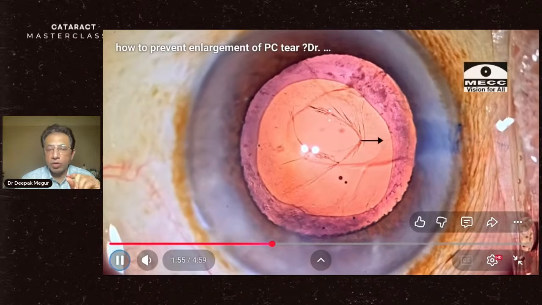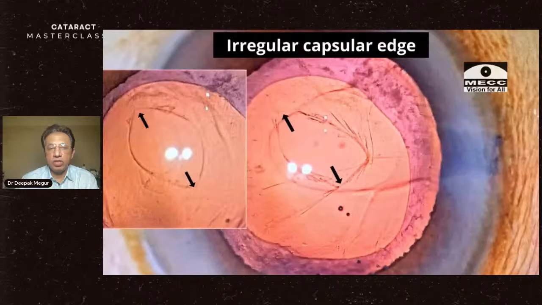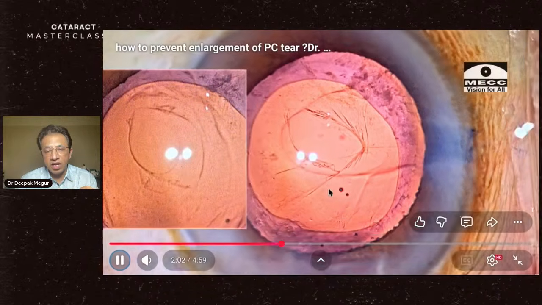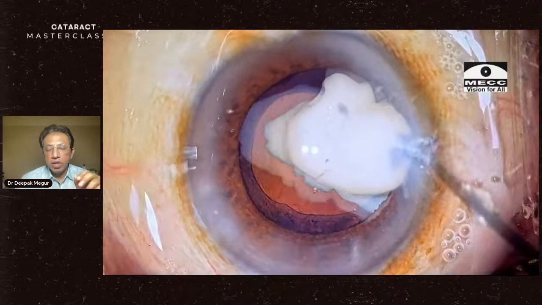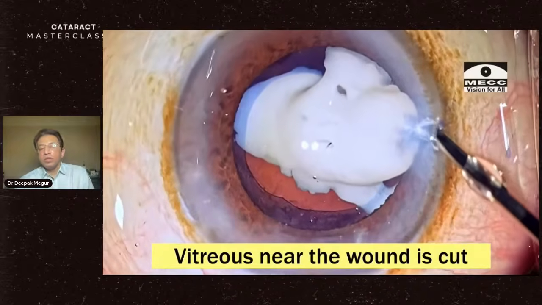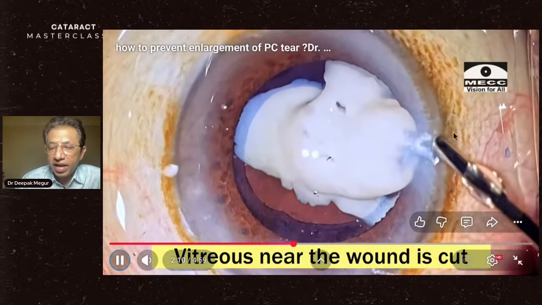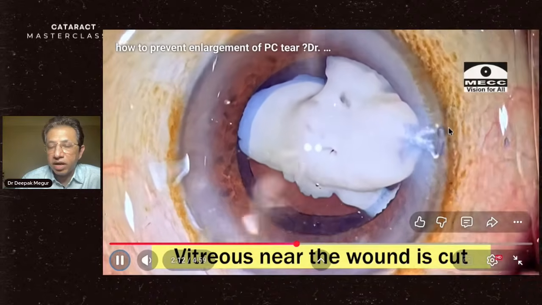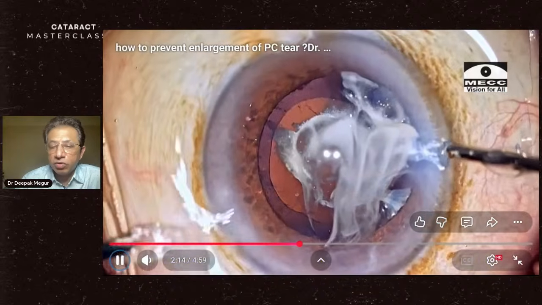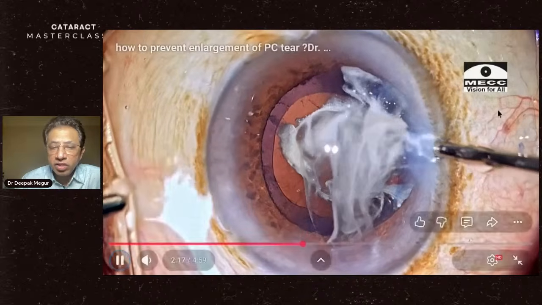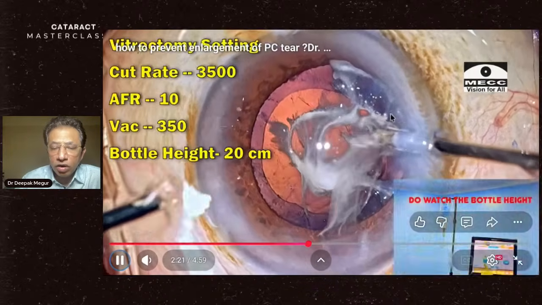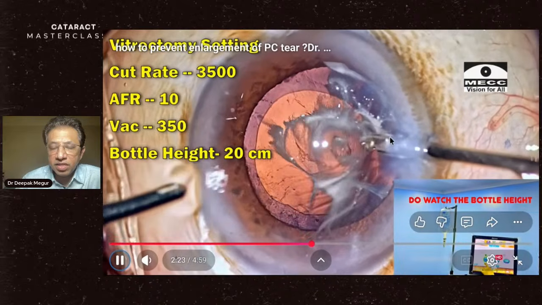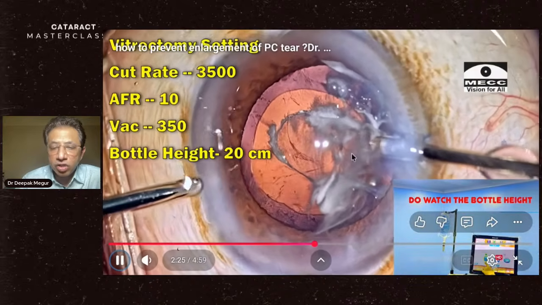So how do I do a vitrectomy at this stage without enlarging the posterior capsular tear? You can see these edges are irregular, so they can still go ahead and enlarge. First, if there is any vitreous at the wound, first cut the vitreous before entering inside. Usually the chamber is now maintained with OVD itself. Now I go in with the cutter. Whatever vitreous is in this area is just cut out, and then the cutting is stopped.